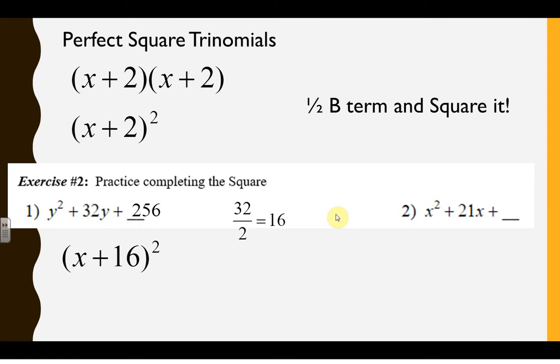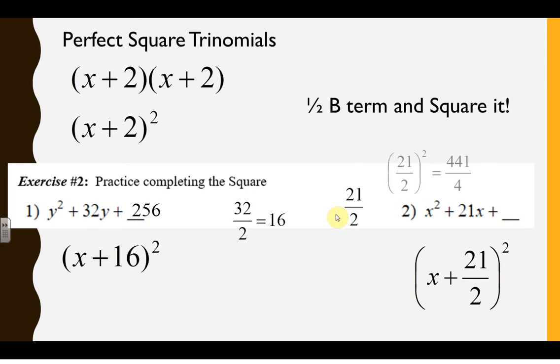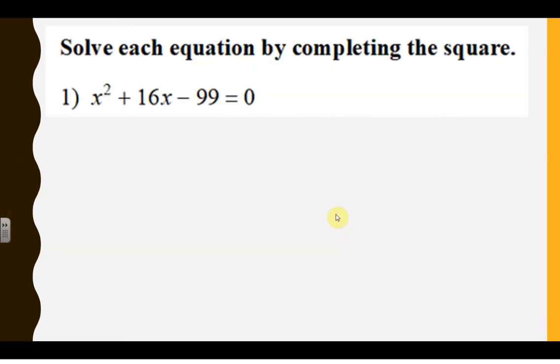All right, take a deep breath, because fractions are a thing, and you will have to be able to do it. You do have a calculator, though. You should write fractions, not decimals. Half of 21 is just 21 over 2. 21 over 2 squared is 21 squared, which is 441, and 2 squared is 4. That's it. You're going to need to be able to do fractions.